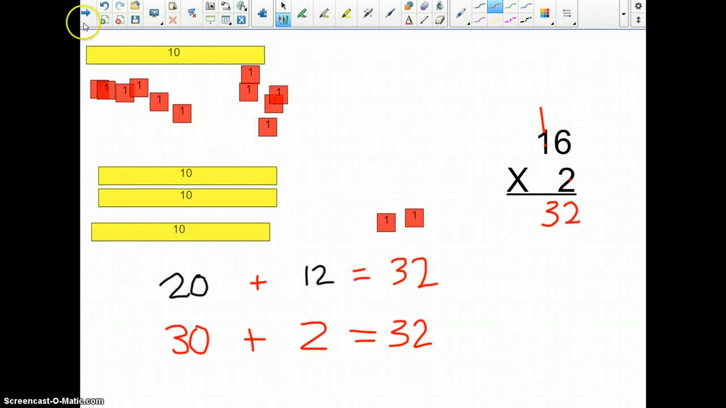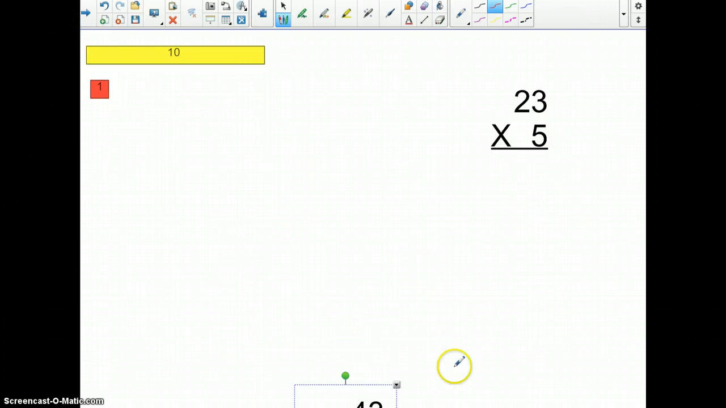Okay? If you don't get it yet, that's okay. We are going to do some more examples. Right here I have 23 times 5. 23 times 5. Remember yesterday I showed you that you could start up here and take 2 tens? So I have 5 groups of 2 tens.